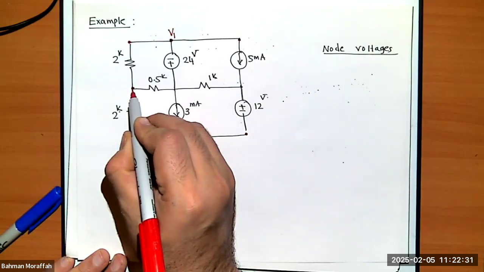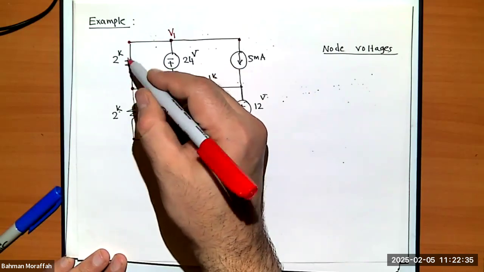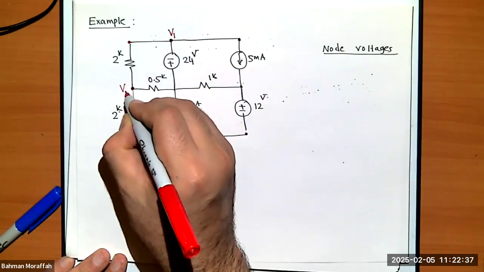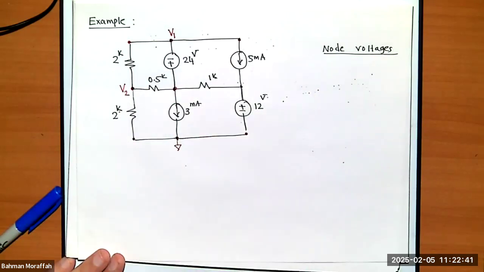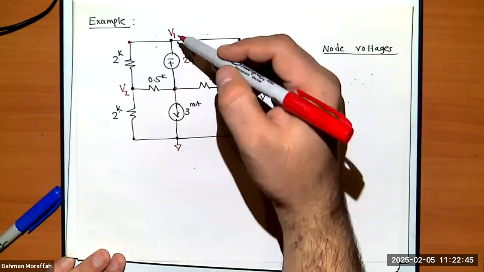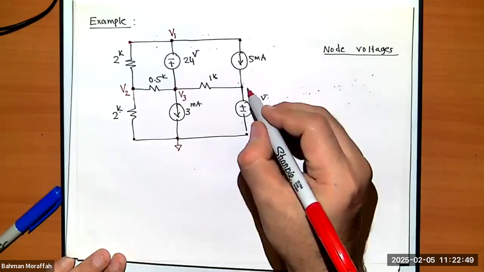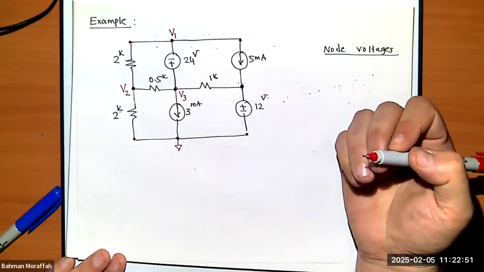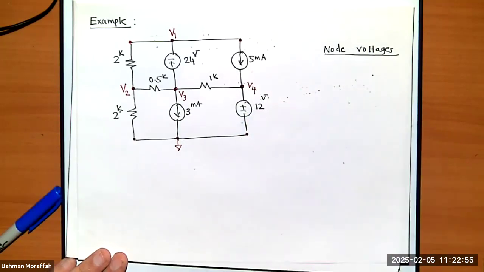Is it a new node? It is. It is different than V1 because I have this element in between, so there's a voltage drop there. So let's just call it V2. How about this one in the middle? It is a new node because it's different than V2 because of this element. It's different than V1 because of this element. So it's V3. How about this guy? It is, again, another node. Let's just call it V4.